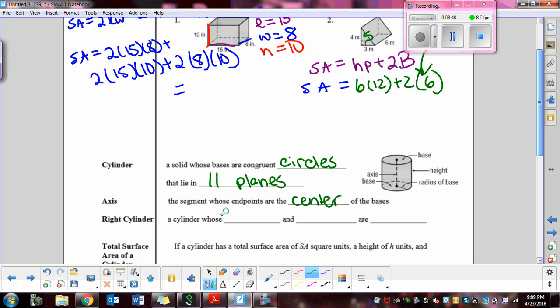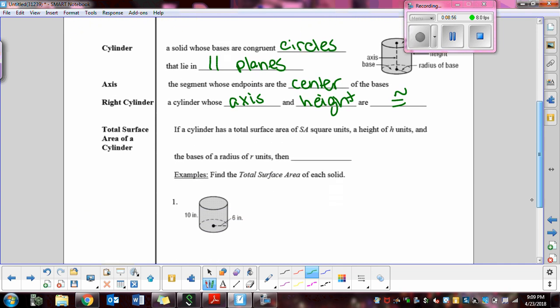A right cylinder, this is usually the one we use. A cylinder whose axis and height are congruent. That's the same thing. So the axis is going to be the same as the height.